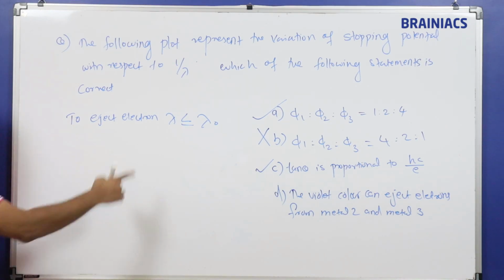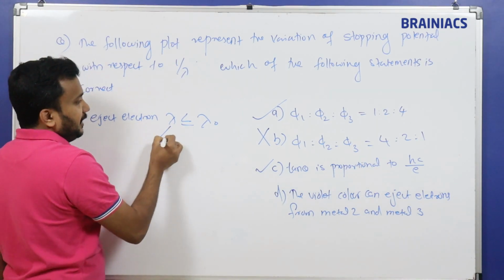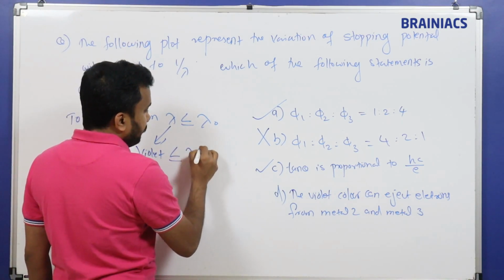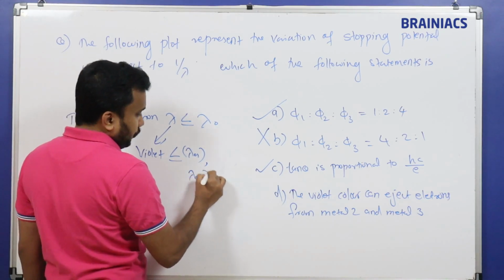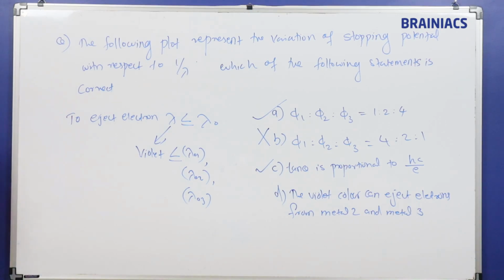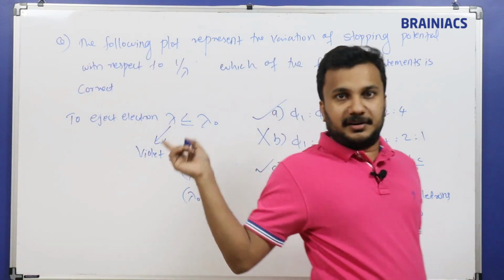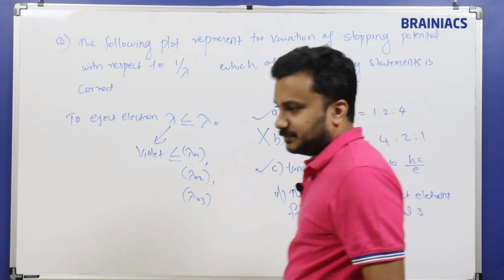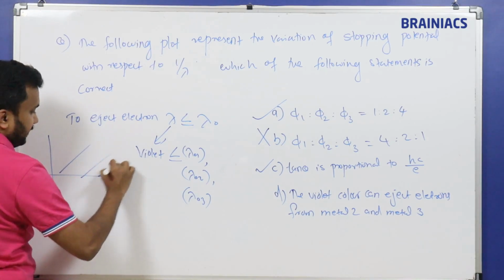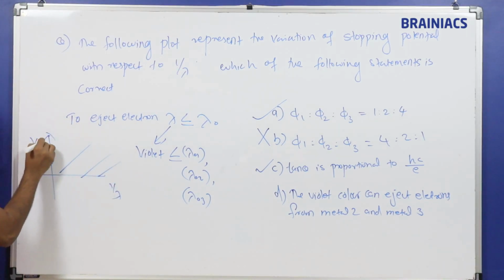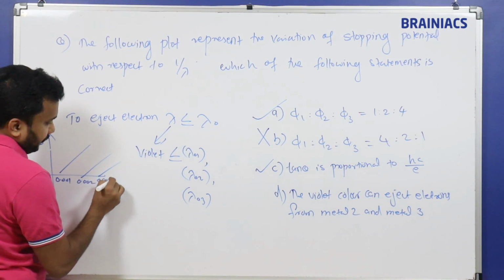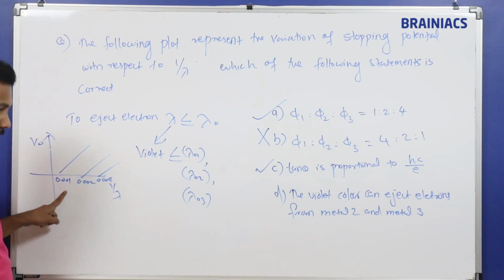Lambda is the given light, which here is violet. And we have lambda 01, lambda 02 and lambda 03 options. 1 by lambda is given in the graph, which is V0 versus 1 by lambda. In the graph we have different metals, with 1 by lambda on this axis and V0 on the other. The values are 0.001, 0.002, 0.004. So 1 by lambda is 0.01.